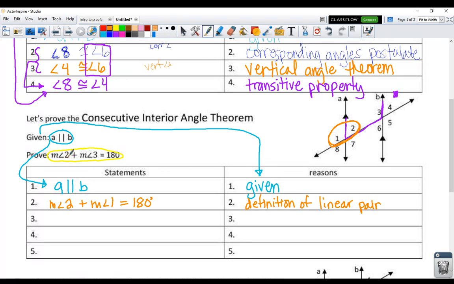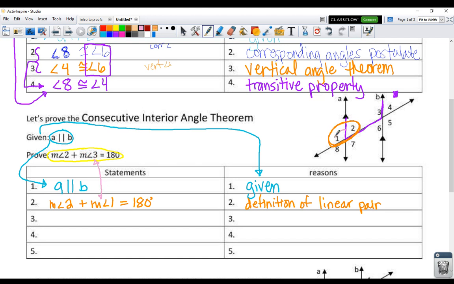Okay, so now I have angle 2 plus angle something, not angle 3 yet, but something adds up to 180. So my brain is thinking, maybe I can find a relationship between angle 1 and angle 3. That's all I need to do. I already have angle 2 plus something. I would really like this angle 1 to be actually angle 3. So let's see if we can find a relationship between 1 and 3.